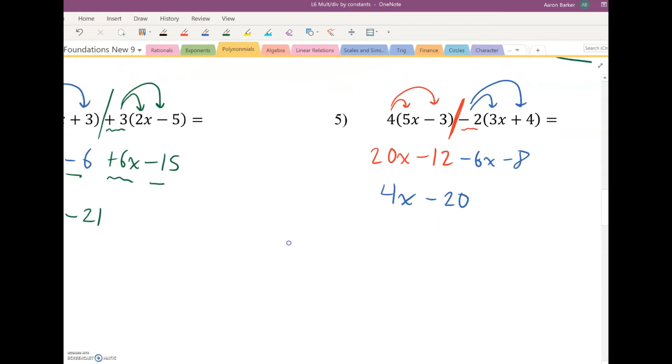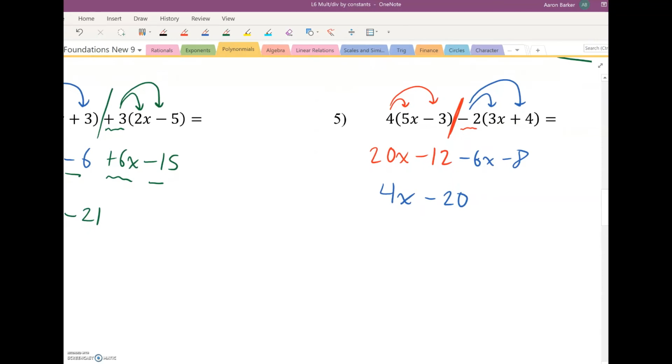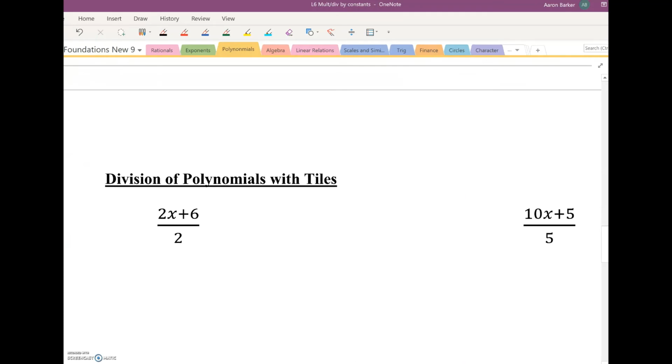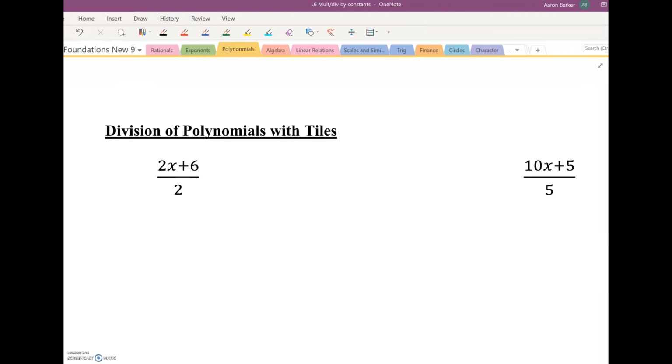Okay. Next part then, I'm going to do dividing. So dividing with tiles, it's a little bit tricky, a little bit different. Okay. So remember, with multiplication, you had two groups of. Now what we're going to do is we're going to have 2x plus 6 divided into two groups.